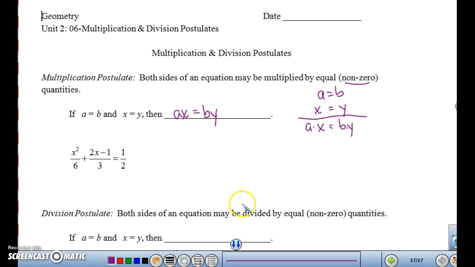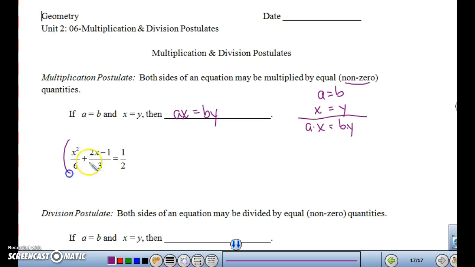Now, where do we use this? Sometimes you have segments and angles a lot of time in these that you can multiply, dealing with doubles or triples of the size of the angle or the segment. But where we also use this a lot is when we're multiplying to get rid of fractions in an equation. So when you see a problem like this, x squared over 6 plus 2x minus 1 over 3 is equal to 1/2, can't we get rid of the fractional denominators by multiplying by the LCD? Yeah, your LCD here is 6.